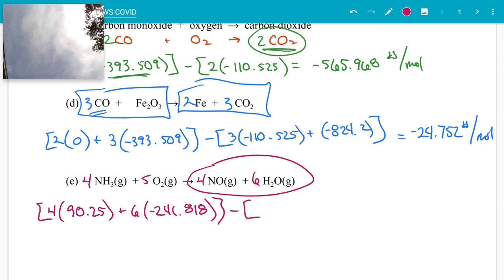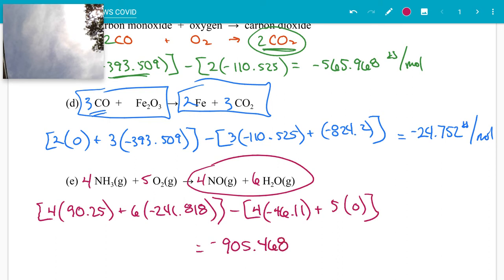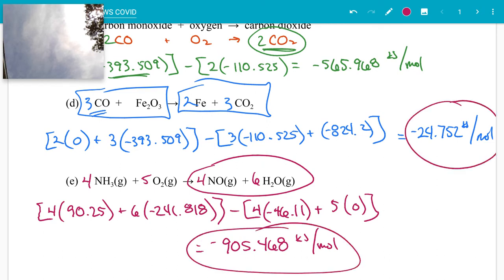I'm going to subtract the reactants from that. So 4 times the ammonia would be minus 46.11 plus, and then 5 times the oxygen. Remember, oxygen is an element, so it is 0. So when we do the whole math, you should end up with a negative 905.468 kilojoules per mole. And in case nobody's been noticing, I definitely have not been paying any attention to sig figs, so don't worry about the sig figs right now.